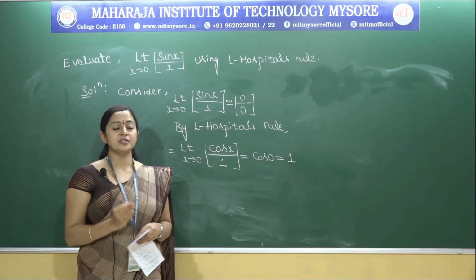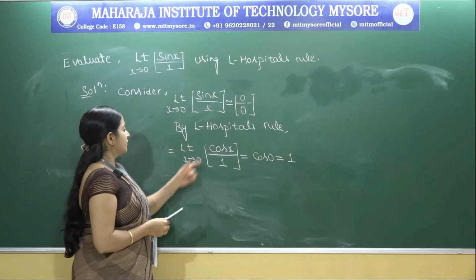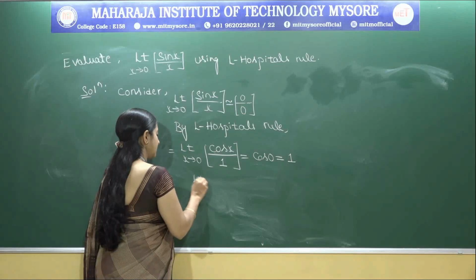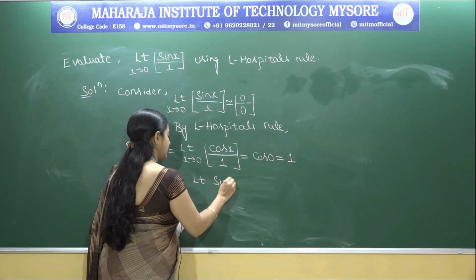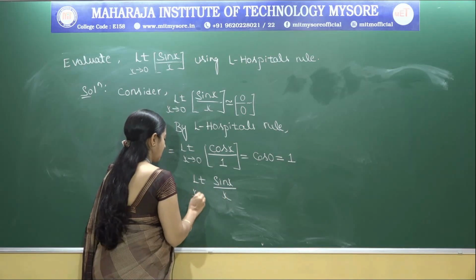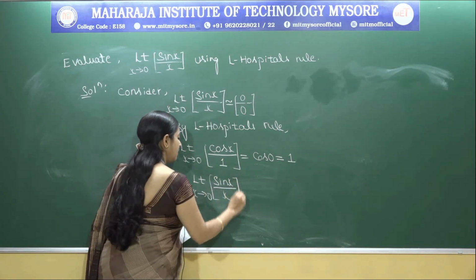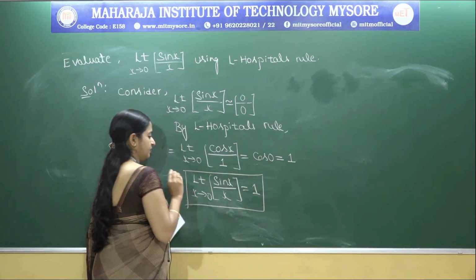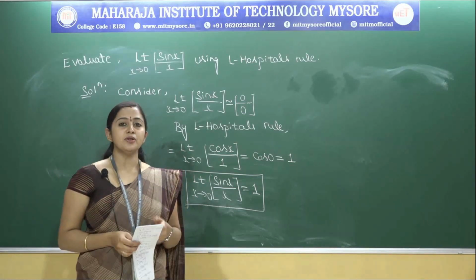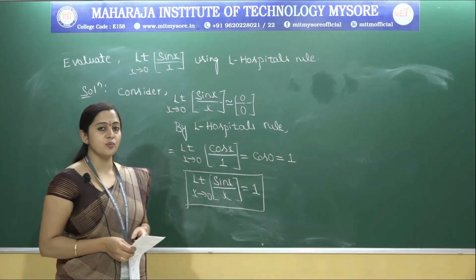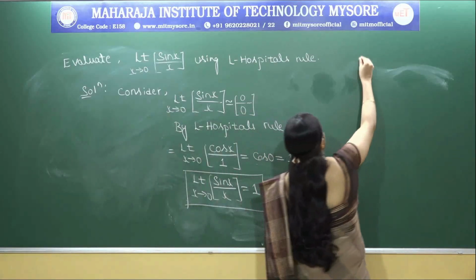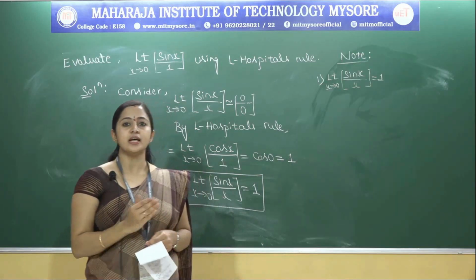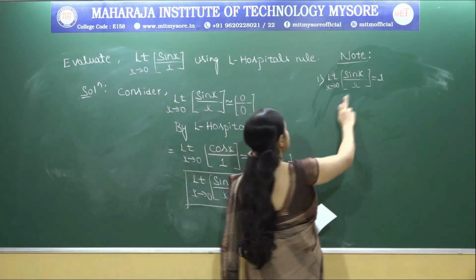So you continue the differentiation till you get the real value. In the first differentiation you got the real value, that is cos 0 equals 1. So this gives the limit of sin x divided by x as x tends to 0 equals 1. Similarly, the limit of tan x divided by x is also equal to 1. So take that as a note. The limit of sin x divided by x as x tends to 0 equals 1.